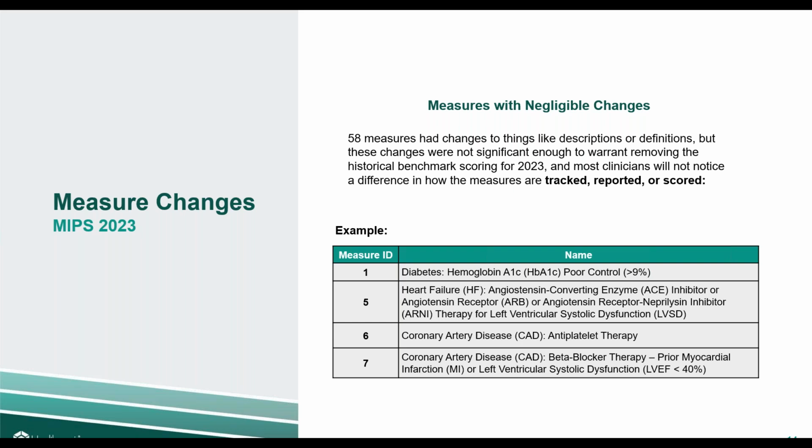Also, a bunch of measures just have negligible changes, and these differences don't really have an impact on how they're reported or scored, but we always need to note these as well. These might be a code here or there, which potentially could impact reporting, but often it's just a change in description or definition, some way to make the measure more clear for people who are using it.